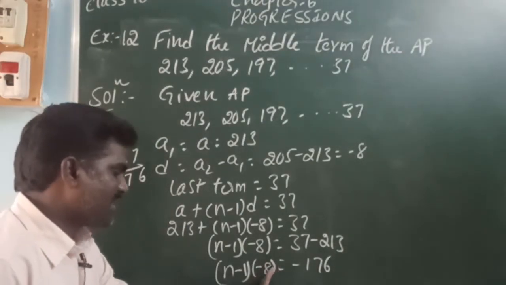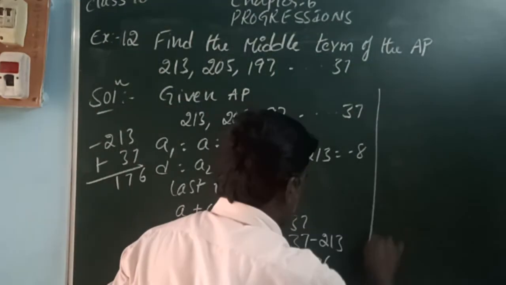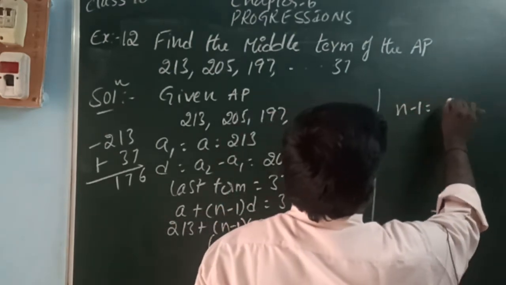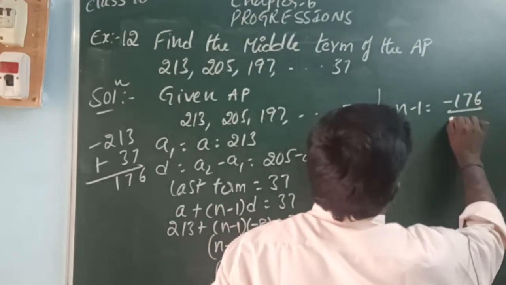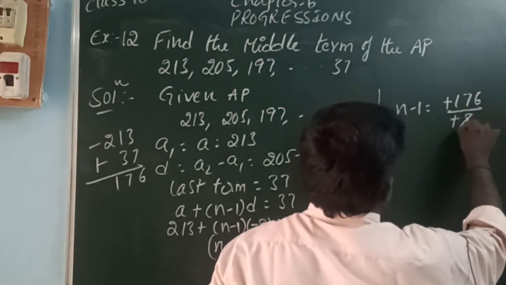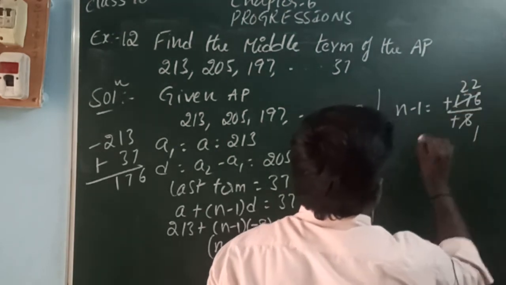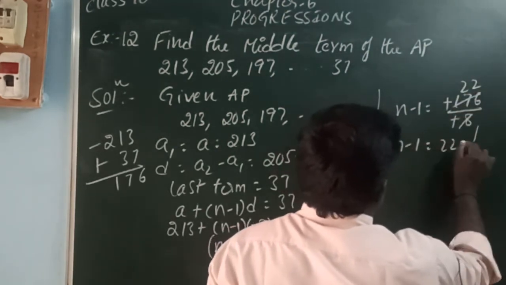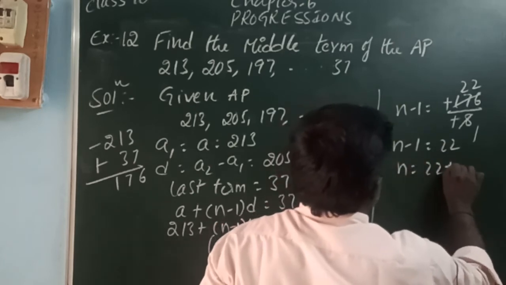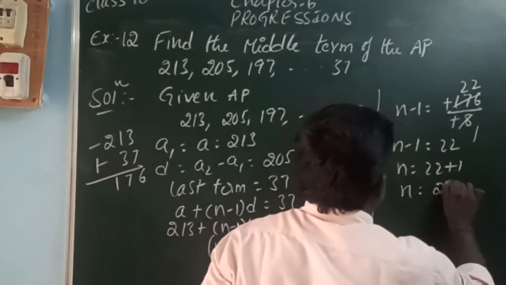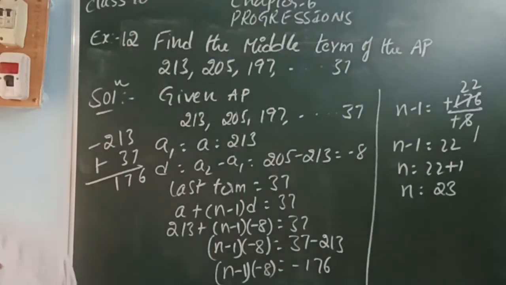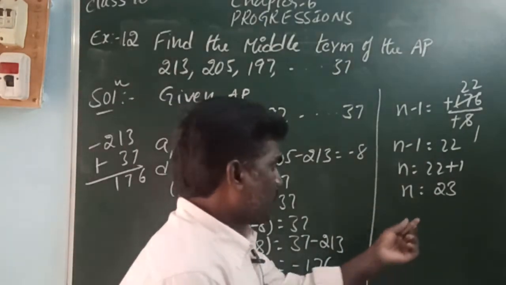Minus 8 is multiplied here, so it goes over and divides. So here n minus 1 is equal to minus 176 by minus 8. Minus minus cancel. 8 ones are 8, 8 twos are 16, 22. So n minus 1 is equal to how much? 22. n is equal to 22 plus 1, that is n is equal to 23. So how many terms are there? 23 terms.